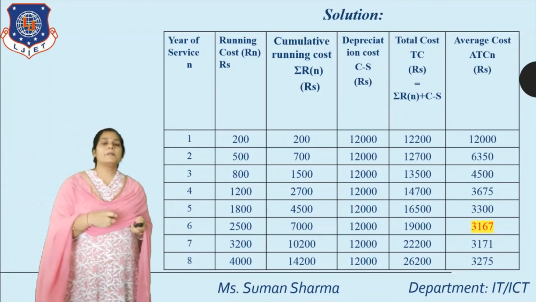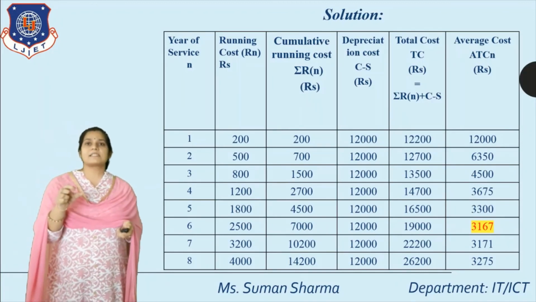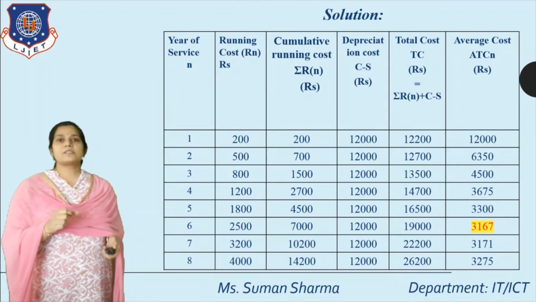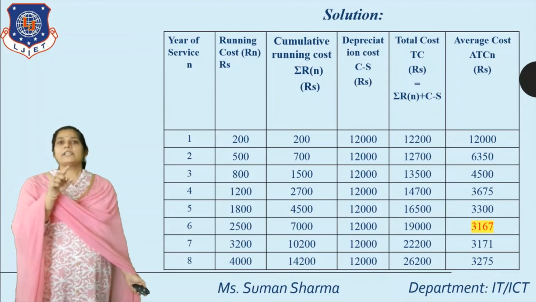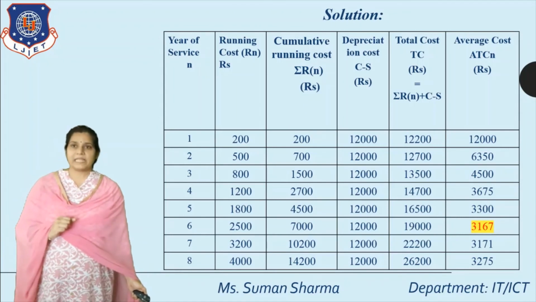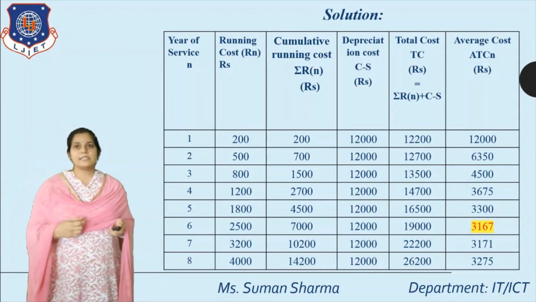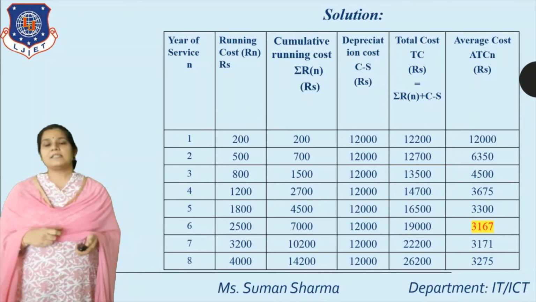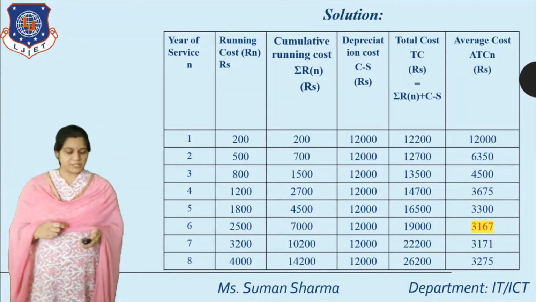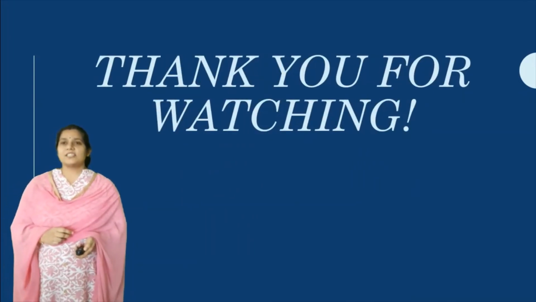In this column, please check, the minimum cost is 3167. Got it? So the minimum average total cost is 3167, and it occurs in the 6th year. That means the best suitable year for replacement of the machine is 6 years, and the cost is rupees 3167. Okay, so I will continue this topic in our next lecture. Thank you for watching this video.